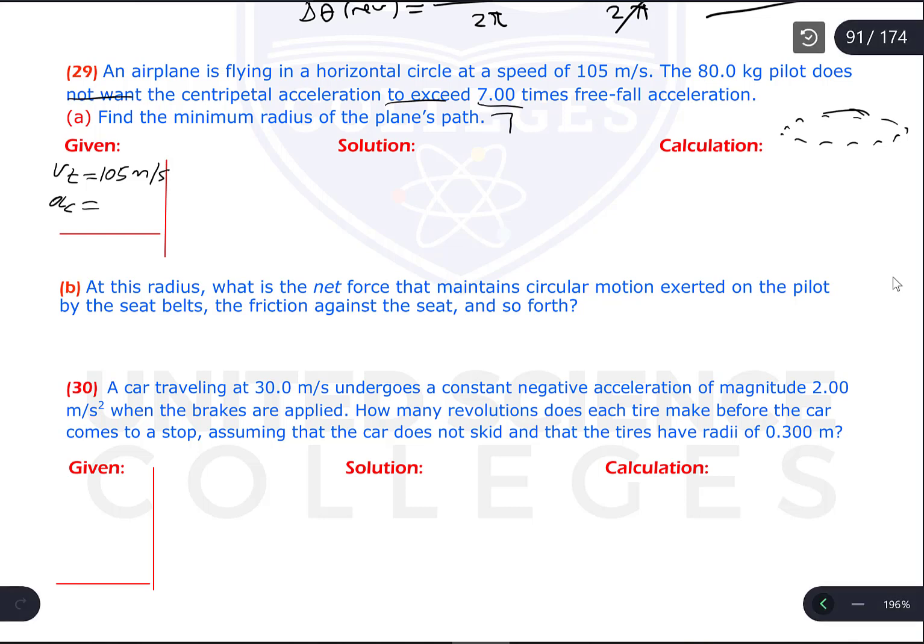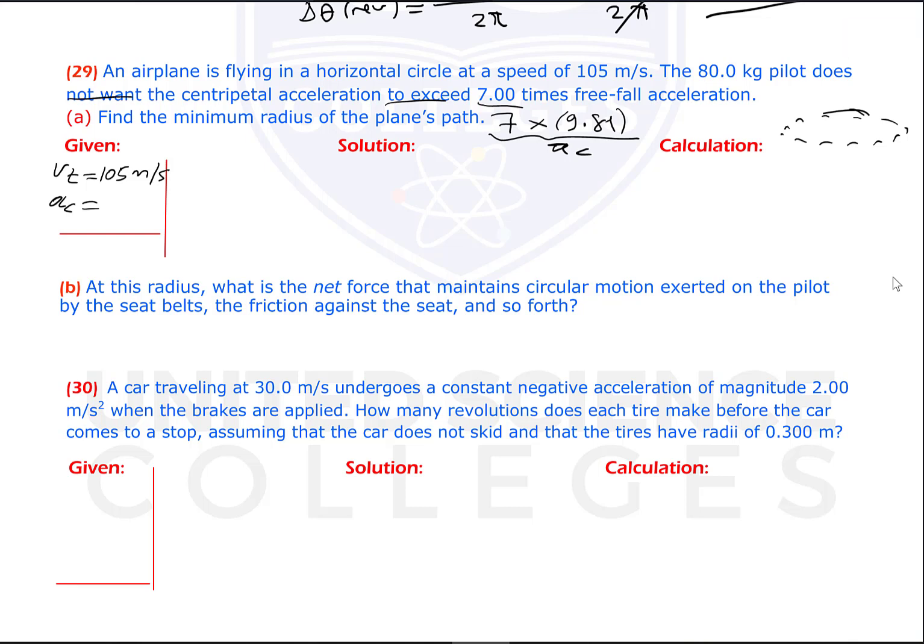What does it mean? 7 multiplied by free fall acceleration, 9.81. So centripetal acceleration of the pilot can be maximum 7 times 9.81. Let's multiply it. 7 times 9.81 is going to be 68.7 meters per second squared. So find the minimum radius of the plane's path.